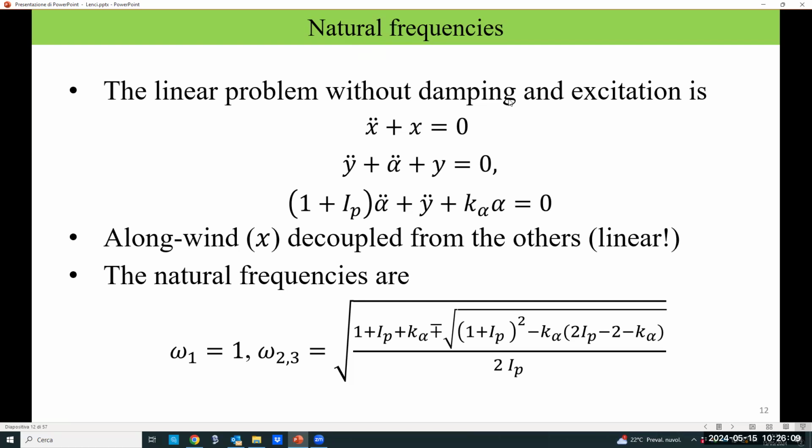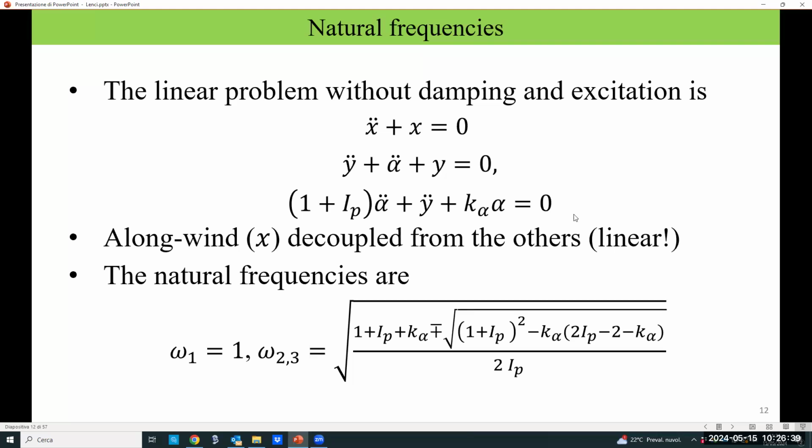So we linearize our problem and we forget about the damping and the excitation. And here are the linear equations. You see that the linear equations for alongwind, crosswind and torsional motion are decoupled. You see only X here and only Y and alpha in the last two. So we have alongwind X decoupled from the others because of the linearity. In the linear regime, you know that the modes are decoupled, so we are not surprised.